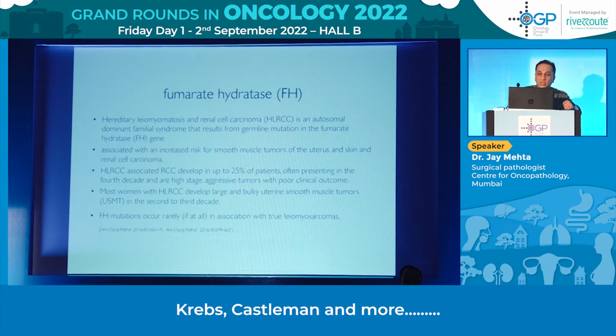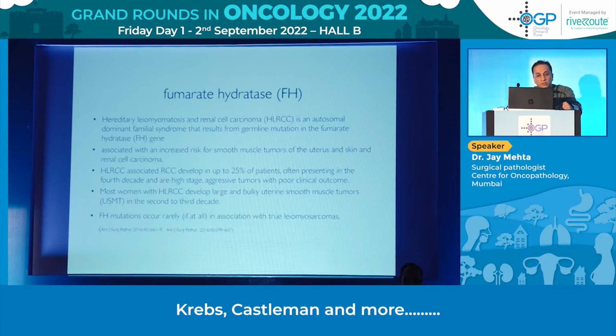So this syndrome, the HLRCC, is an autosomal dominant syndrome and results from germline mutation in the FH gene. There's an associated risk of smooth muscle tumors of the uterus and skin and renal cell carcinoma as defined in the syndrome. RCCs can develop in about 1/4 of these patients. They are often present in the 4th decade and are high-stage aggressive tumors with poor clinical outcome. A majority of these were typically collecting duct carcinomas or papillary carcinomas type 2. And of course, this predates the recent WHO classification, which no longer calls anything papillary type 2 RCC. But those are the common ones which are associated with this syndrome.